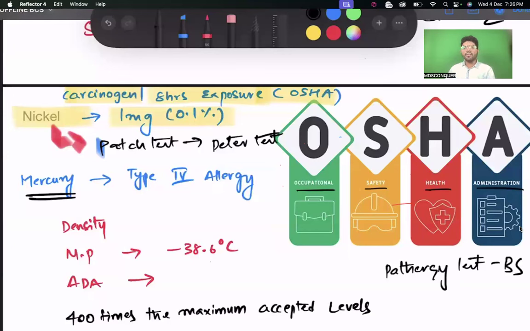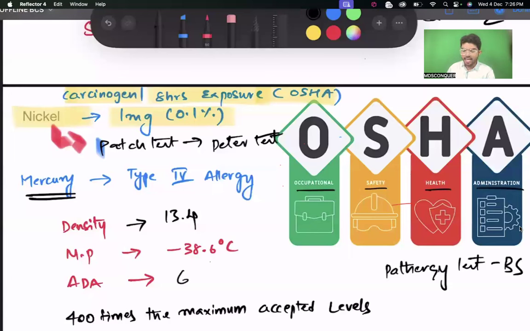Can you tell me the value of density of mercury? Mercury is 14 times heavier than water. Yes, 13.6 is the best answer. The melting point is minus 38.6 degrees. ADA specification number of amalgam?